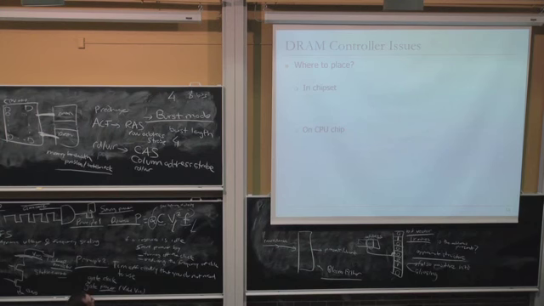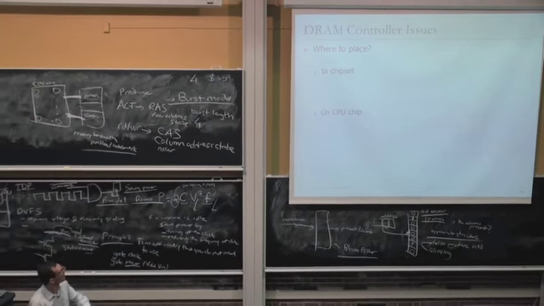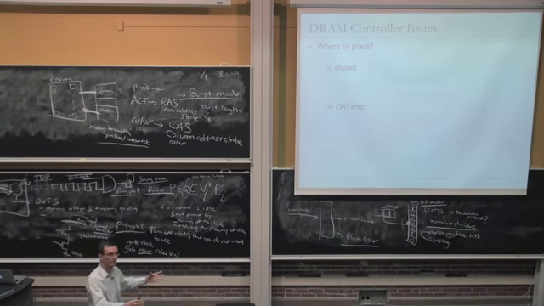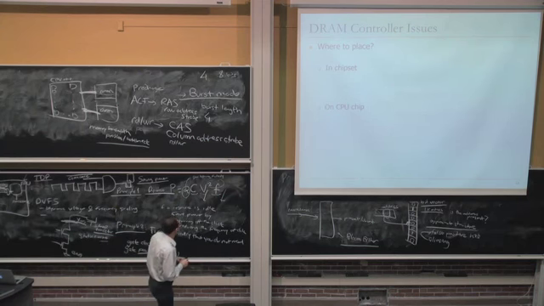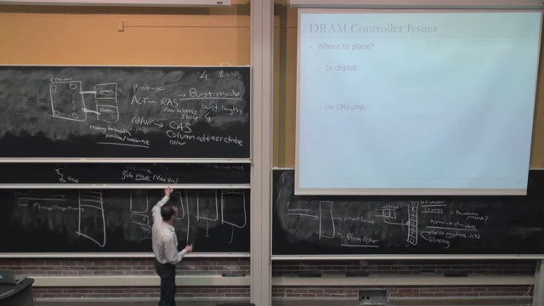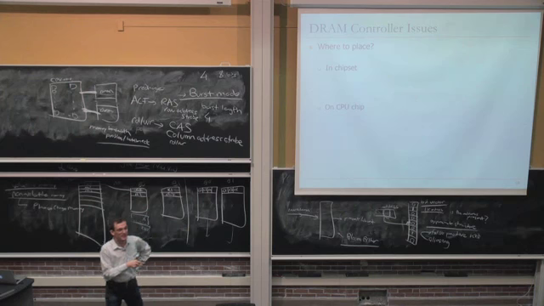We have a bunch of issues in memory. DRAM controller. One important issue is where to place the DRAM controller. Do you put it on chip, where the CPU is, or do you put it off chip? Does it have a separate chip, if you will? Is there a separate DRAM controller chip? And this is how things used to be until very recently. There was a separate DRAM controller chip that controlled memory.